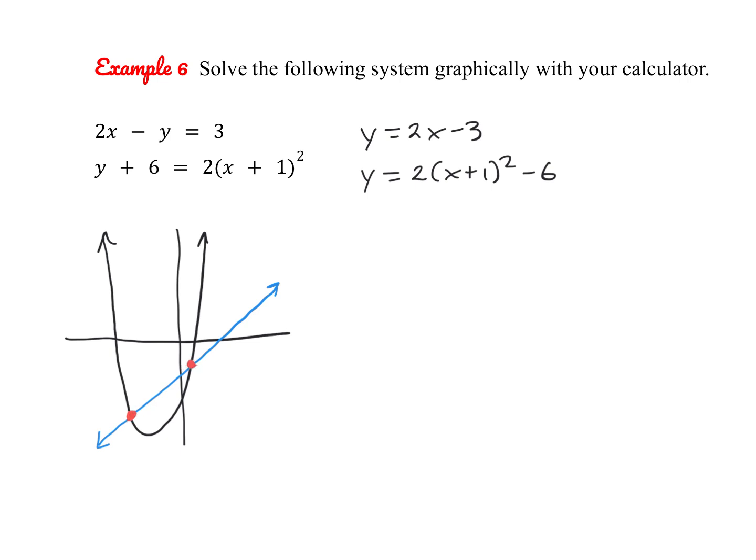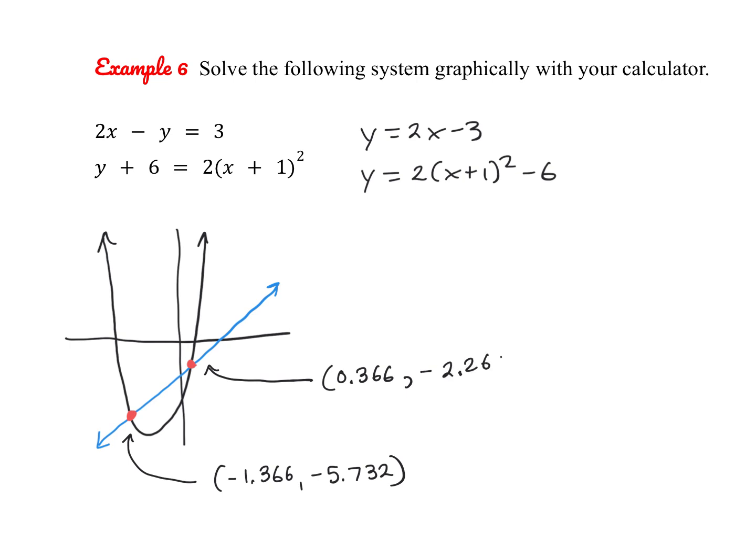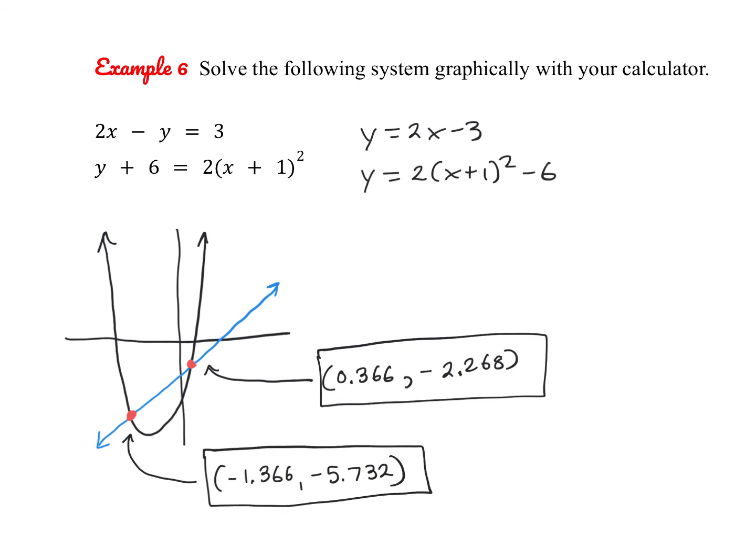So for this point right here, you should get about (-1.366, -5.732). And then for this coordinate, we should get about (0.366, -2.268).